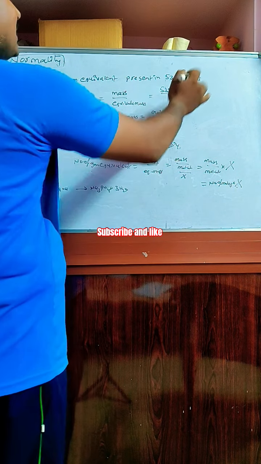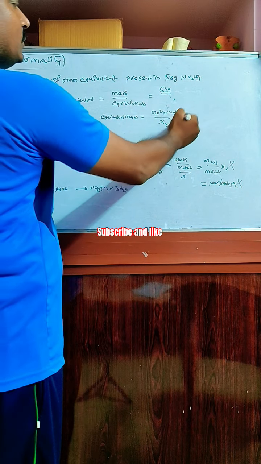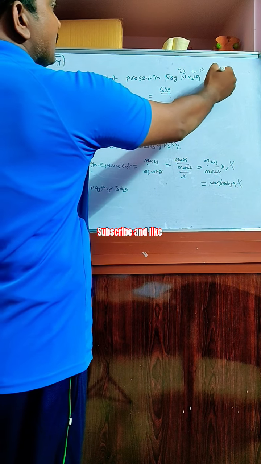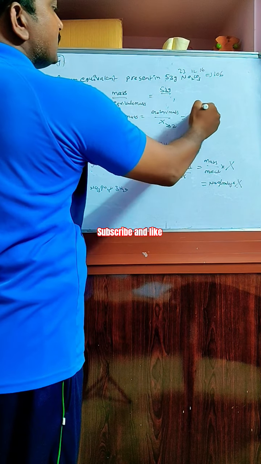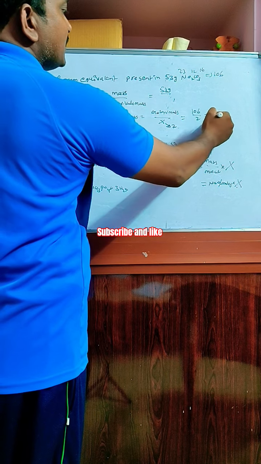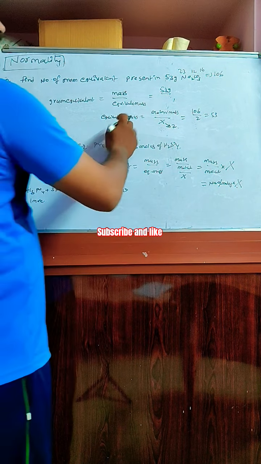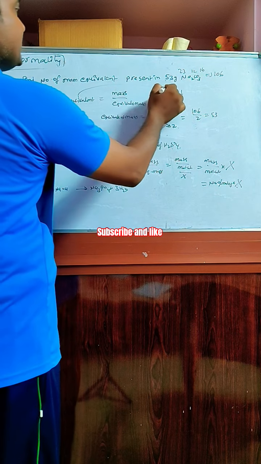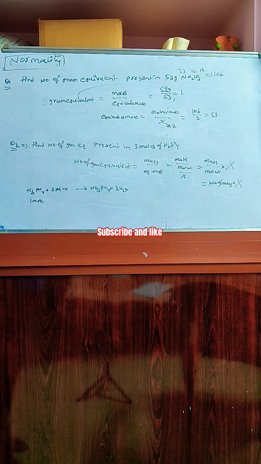For this sodium salt, the x factor is 2. Molar mass is: sodium 23, carbon 12, oxygen 16, total is 106. This is 106 by x factor 2, that is 53. That is, equivalent mass is 53. So 53 by 53 is equal to 1. Number of gram equivalent is 1 in this case.